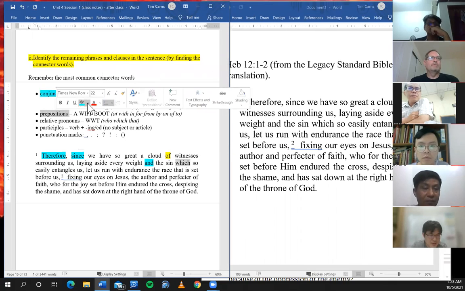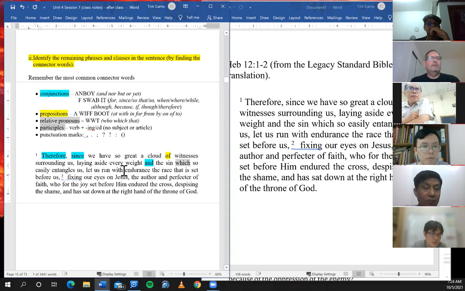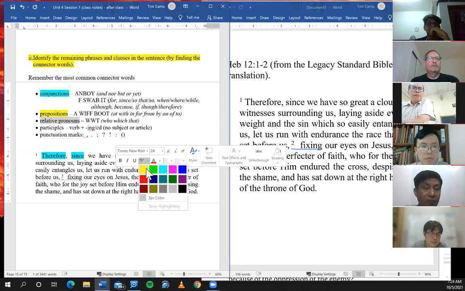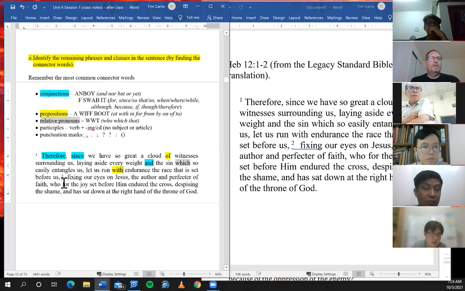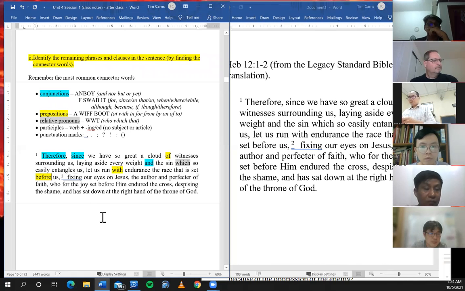All right. Anything else in verse 2 that you see? With endurance. Yes, with. Good, with, preposition. Very good. And before, right? Set before us. Before. Okay. And fixing is a participle. Okay, good. Fixing. Okay, let's go back to verse 1 though. Make sure we got everything. Are there any others? Anybody see any others? I see a couple more.